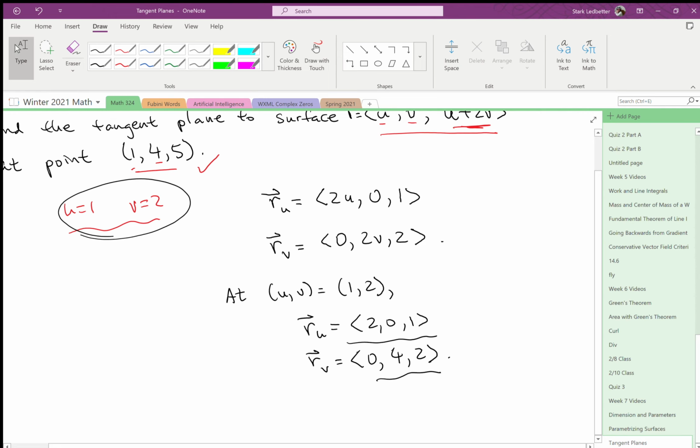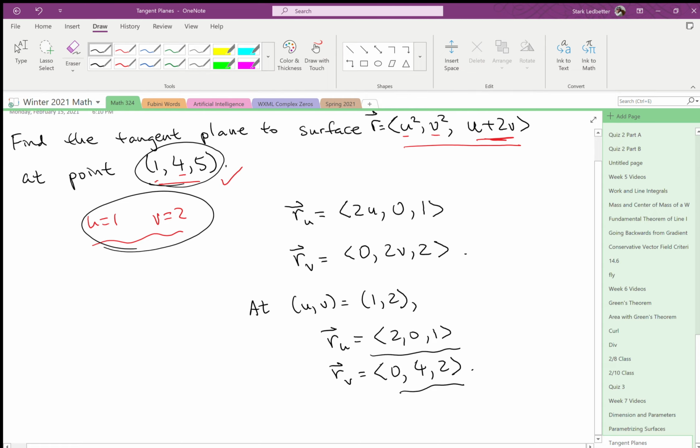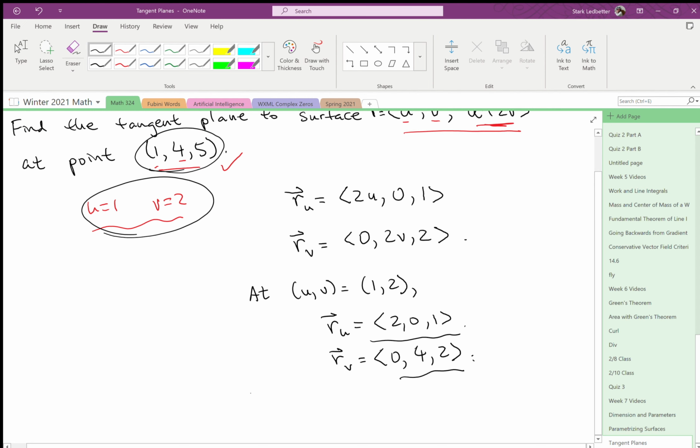So the tangent plane is now a plane passing through the point (1, 4, 5) with these two vectors lying in the plane. So if you want, you can write it, and actually I always like to scale the vectors down if I can. So I don't like 0, 4, 2. I'm going to write 0, 2, 1. Doesn't matter. This is no longer r sub v, but it's still a vector in the plane. So if I want, I can actually write it in two-variable parameterized format. It depends on what the question asks for.